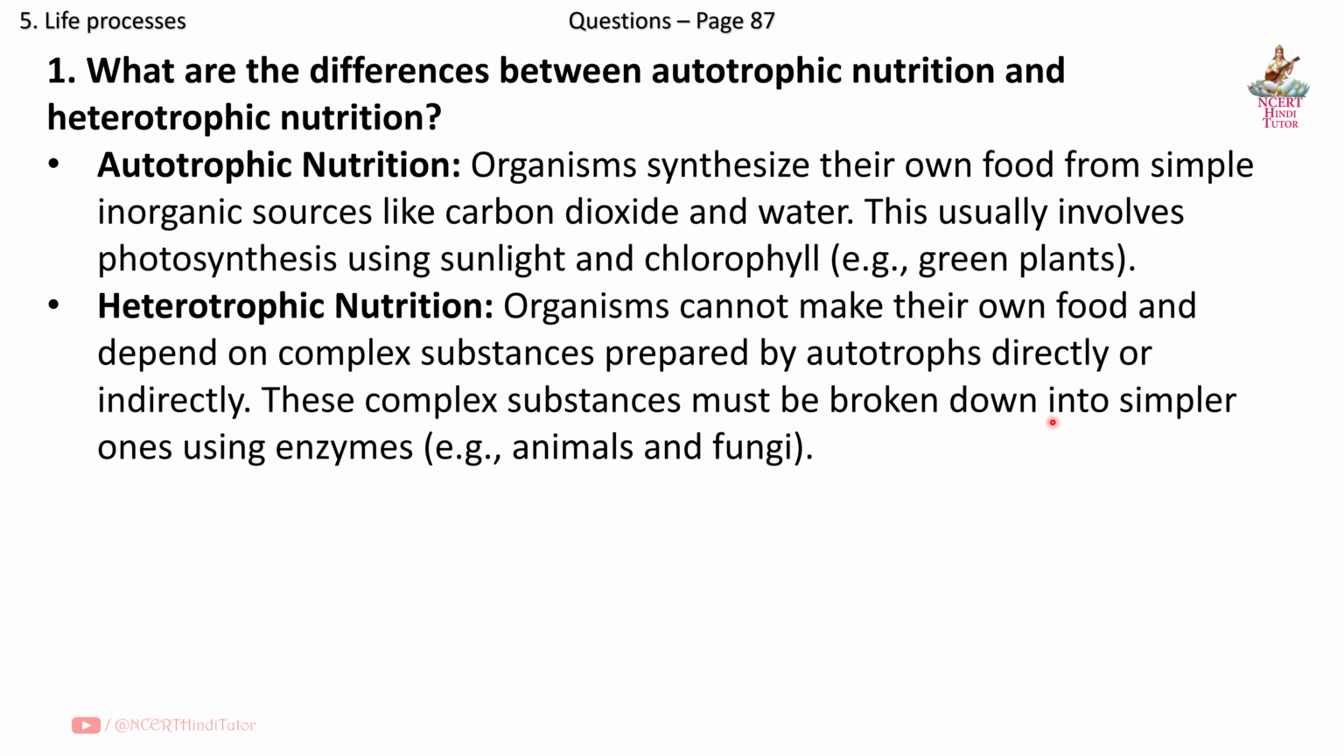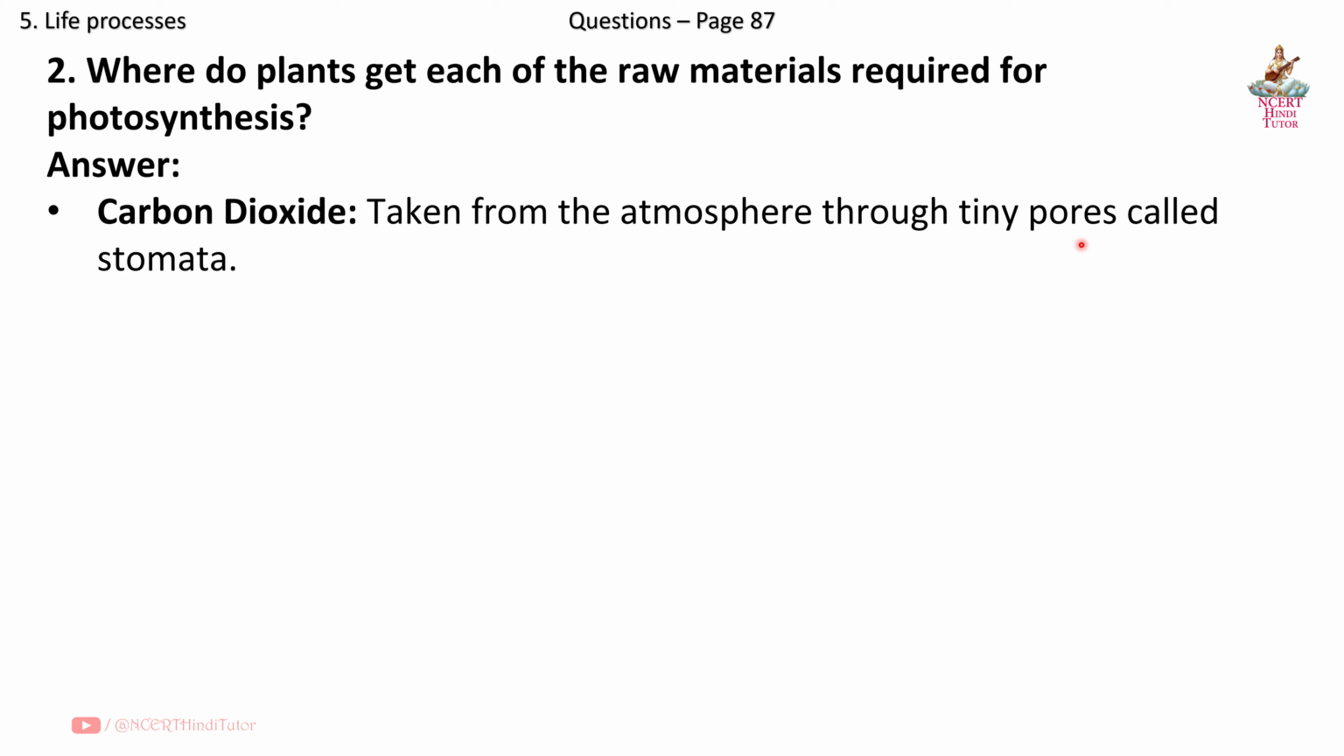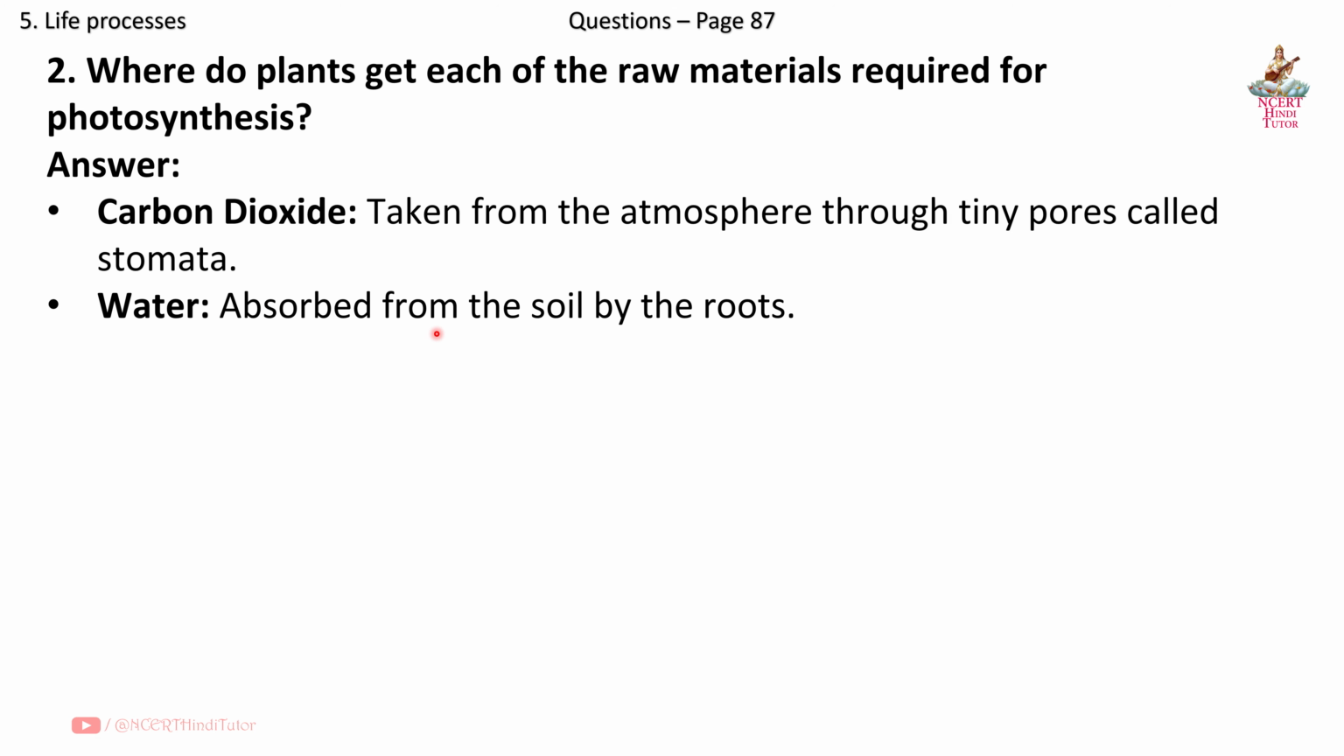Question 2. Where do plants get each of the raw materials required for photosynthesis? Answer. Carbon dioxide taken from the atmosphere through tiny pores called stomata, water absorbed from the soil by the roots, energy absorbed from sunlight by chlorophyll, other minerals, nitrogen, phosphorus, iron and magnesium are taken up from the soil.